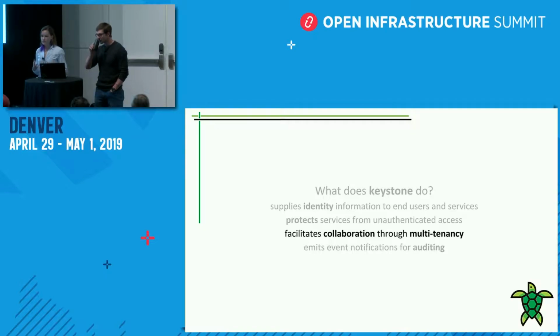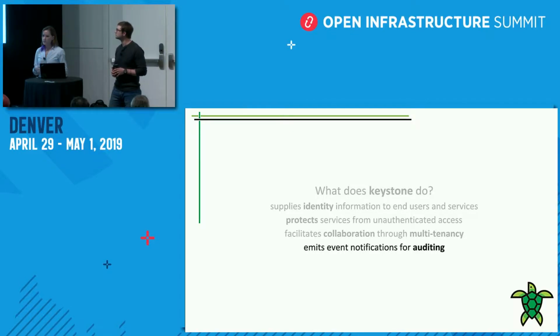It also facilitates collaboration through multi-tenancy, and what I mean by that is the abstraction that Keystone provides through projects and domains allows us to collaborate as individuals on groupings of virtual resources in isolation from other teams collaborating on other virtual resources, and then we can thereby share physical resources and try to achieve multi-tenancy this way. And then it also emits event notifications for auditing, which is an important part for any kind of intrusion detection system or for doing postmortems on any security incidents.